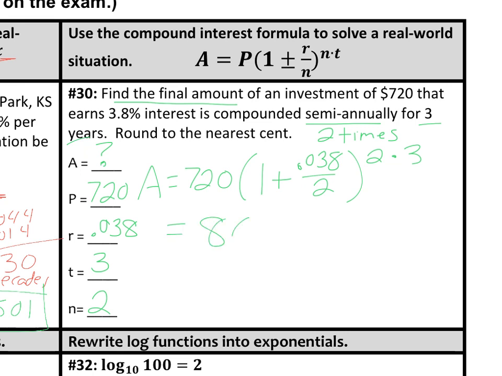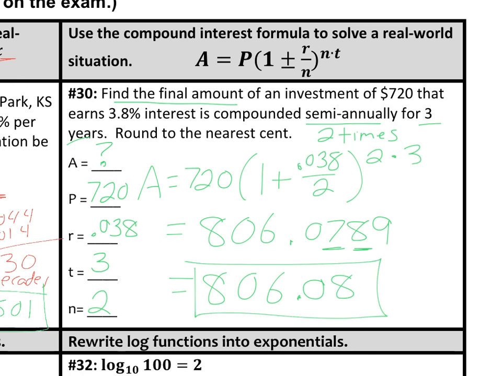Calculator gives you 806.0789. And we are going to round to the nearest cent, which is 2 decimal places. So that 7 is either staying a 7 or becoming an 8. Okay? The fact that this number after it is an 8 means that this 7 is so close to being an 8 that we are just going to pretend it's an 8. Okay? And we will have $806.08 in that account.